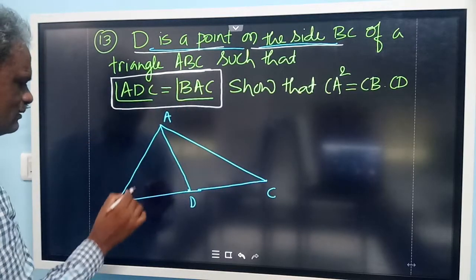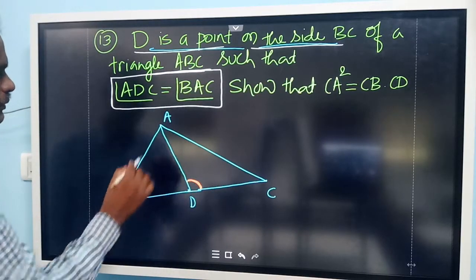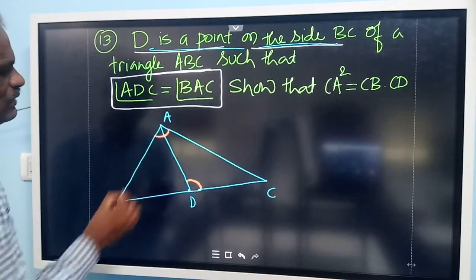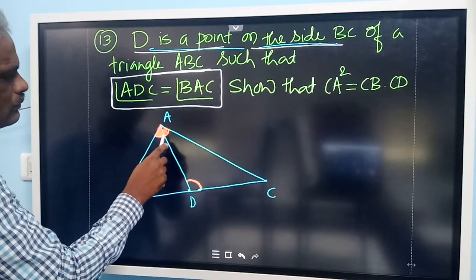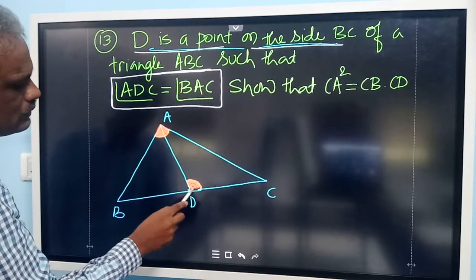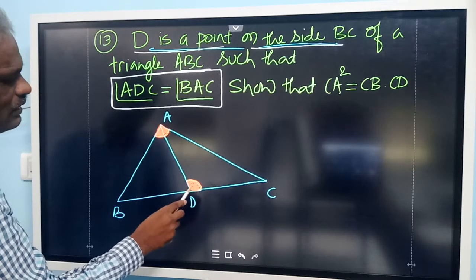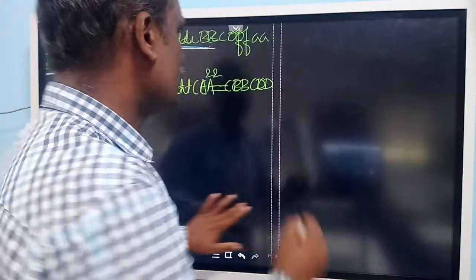Angle ADC, this angle is equal to BAC. So these two angles are equal. Look at this BAC angle, this complete angle is equal to this one. So now you can understand what the data is that they have given. Let us write systematically.